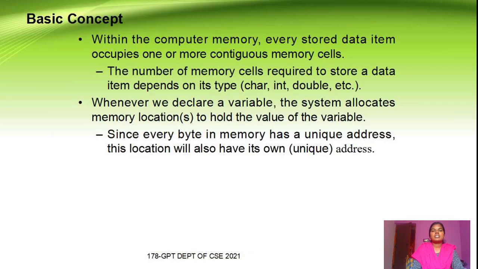Next, let us see some basic concepts. Within the computer system, if any variable or data item is used, first it occupies one or more memory cells. The number of memory cells required to store the data item depends on the type of the data, for example character, integer, double, float, etc. Whenever we declare a variable, the system allocates a memory location to hold its value. Since every byte in memory has a unique address, that location will have its own address.